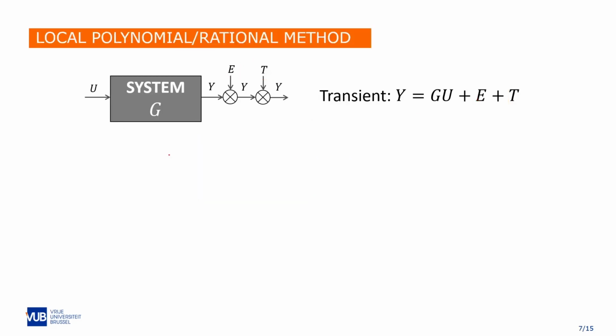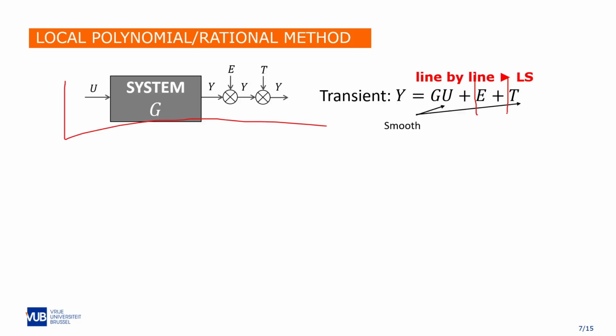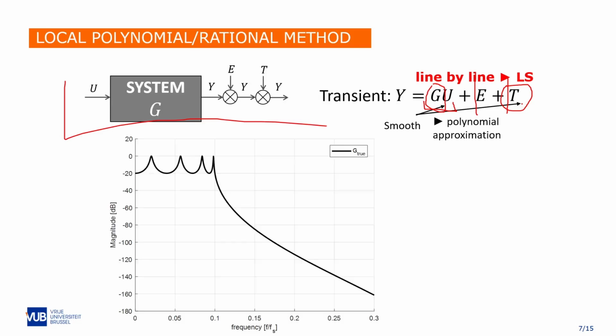What we will do is a little bit different. The proposed technique relies on this baseline model, so we have noise and we have transient. And this we consider as a line-by-line least squares problem. We know from system theory that the transfer function, so the frequency response matrix, and the transient term are smooth. Smooth means that we can use, for instance, polynomial approximation.